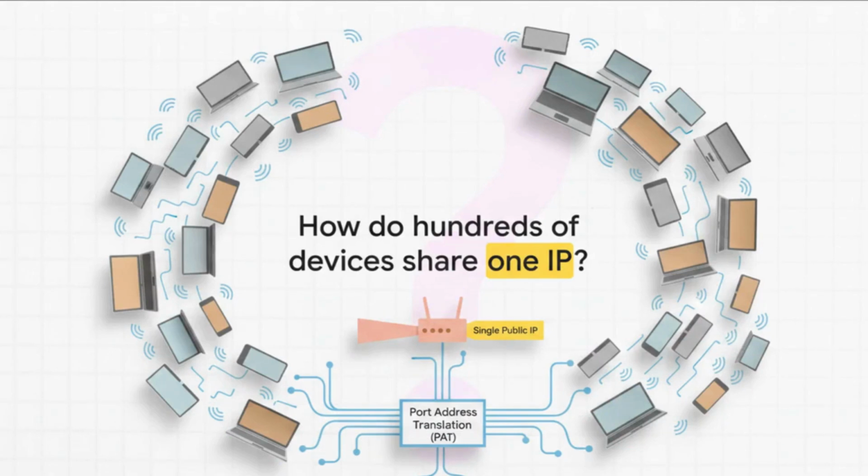Look around your own home or office right now. I bet you've got a laptop, a smartphone, a smart TV, maybe a tablet or two, all connected to the Wi-Fi. It's a lot of devices, yet your internet service provider is only giving you a single public IP address. So I want you to really think about this critical question. How do hundreds of devices share one IP? Well, that right there is the core problem that our subject today solves, and it solves it on almost every single network across the globe.